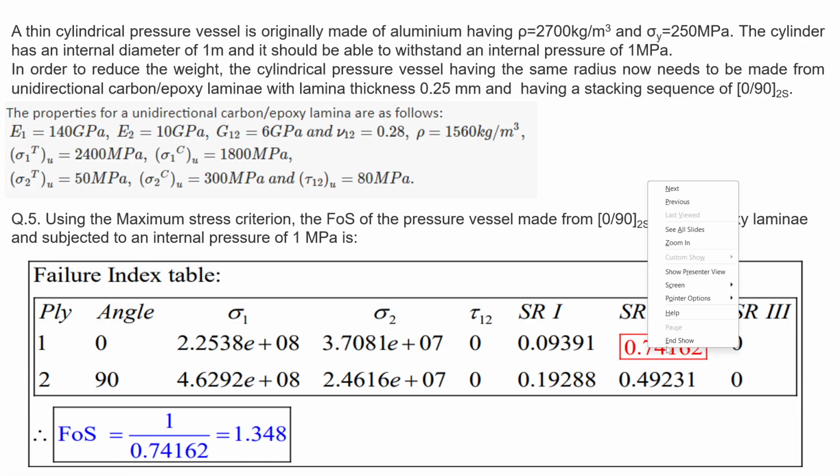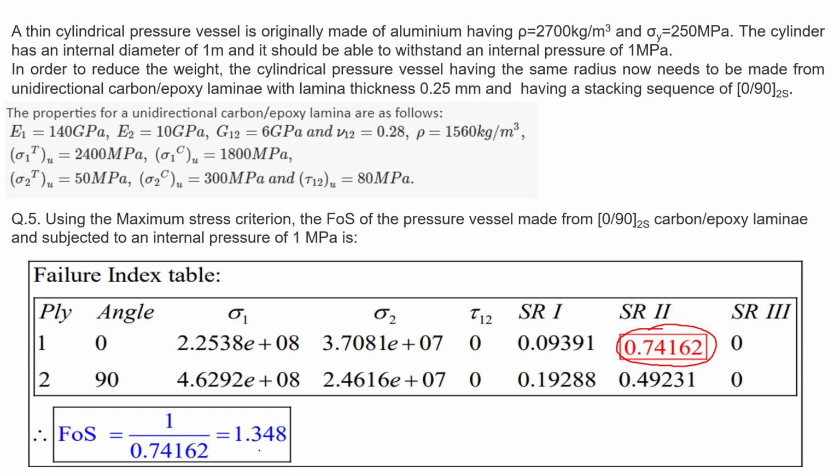So we got the ply which will fail first. Now that ply will give us the factor of safety, as factor of safety is nothing but the inverse of the stress ratio. So first you will get the stress ratio of the ply which will fail first, and then you will inverse it, and from that you will get the factor of safety, that is 1.348.